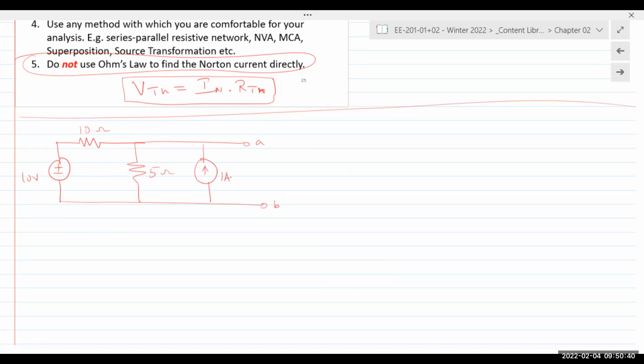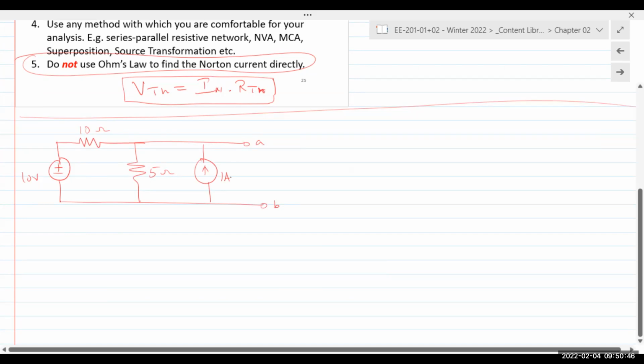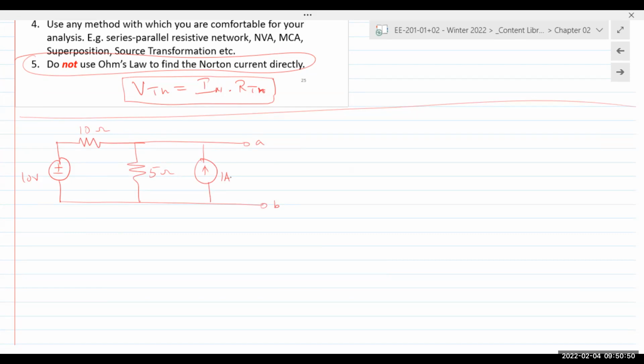So if you want to find the Thevenin resistance, Thevenin voltage, and Norton current for this particular circuit between the terminals A and B, you have to redraw the circuit 3 times. Okay, you have to redraw the circuit 3 times. And this is what I'm going to test you in the quiz. Okay, we won't have enough time to solve for everything. So I'm going to ask you to set up the problem correctly.